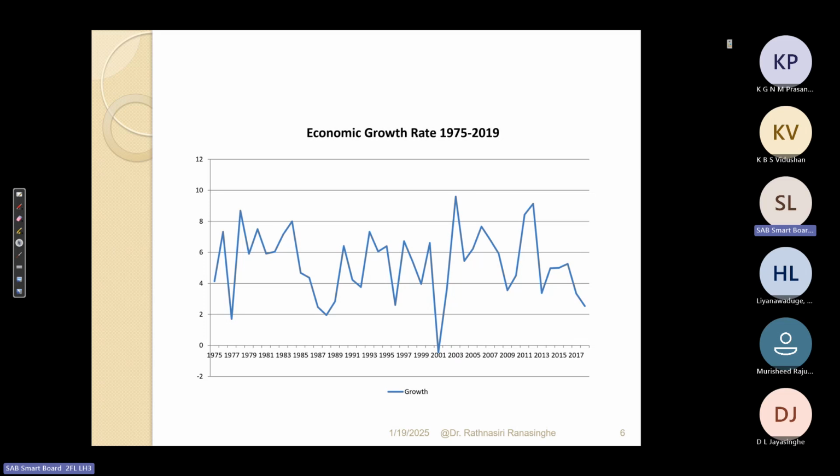Now, if you take economic growth, what does it mean? Economic growth means the real change in output, in real terms, so that means constant-price GDP. How does real GDP change over time? Growth means an increase in the real GDP over a period of time, compared with the previous year.